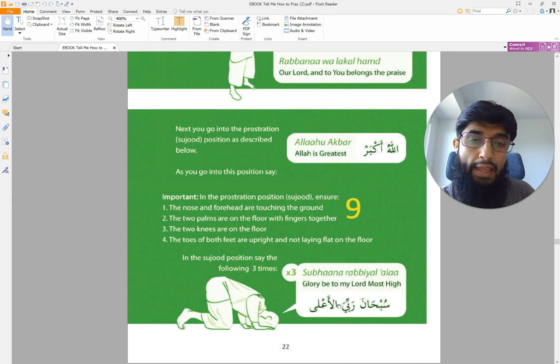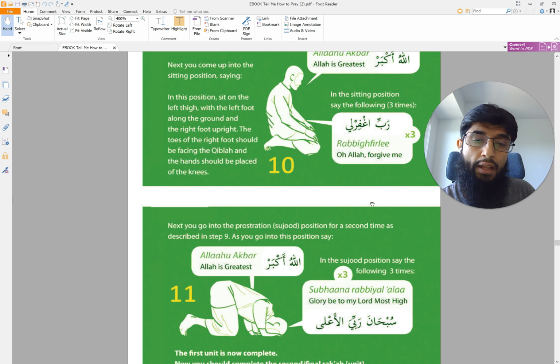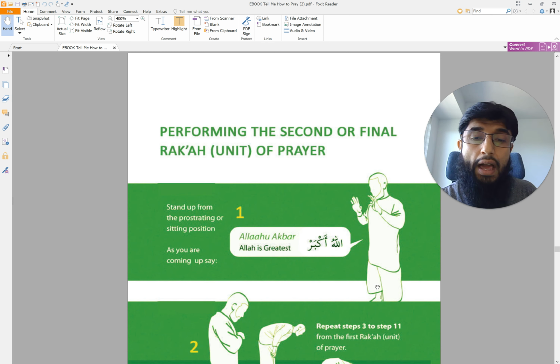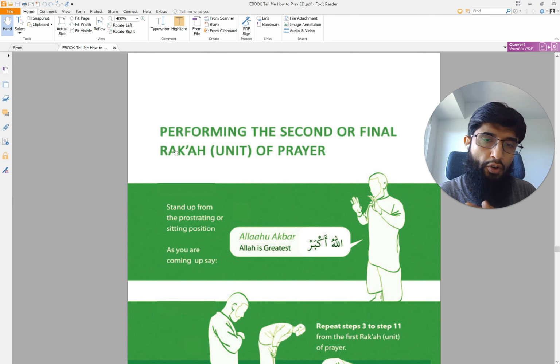Then you sit up by saying Allahu Akbar. And while you're sitting, you say this twice or thrice. We covered that. Then you say Allahu Akbar, and you go and perform your prostration again, and you say the same thing in the prostration. So now, this has completed the first unit. The unit is also called Rakah in Arabic. This comes from the word ruku, which is bowing. So in each unit, you have one bowing. That's where it comes from.